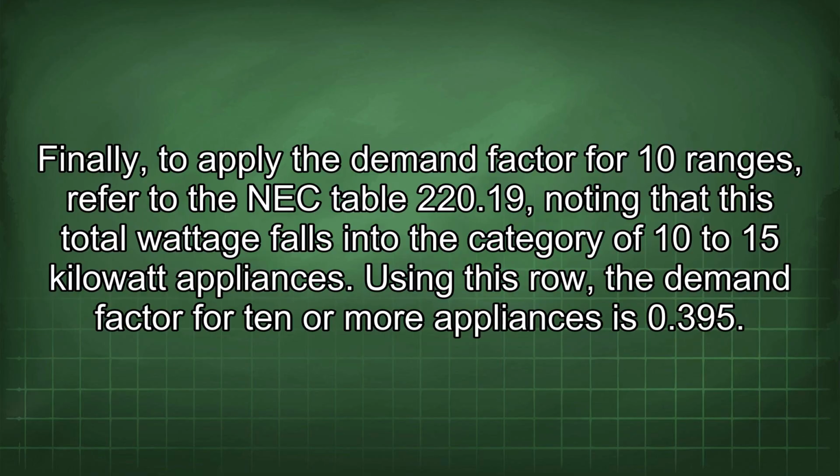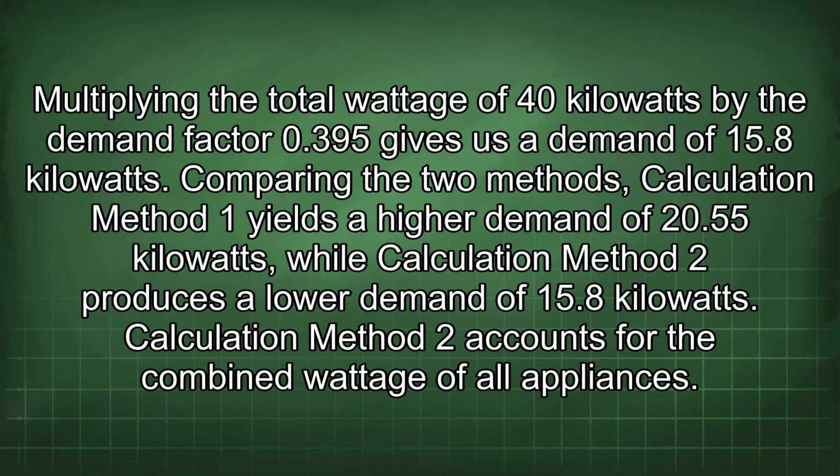Finally, to apply the demand factor for 10 ranges, refer to the NEC table 220.19, noting that this total wattage falls into the category of 10 to 15 kilowatt appliances. Using this row, a demand factor for 10 or more appliances is 0.395. Multiplying the total wattage of 40 kilowatts by the demand factor 0.395 gives us a demand of 15.8 kilowatts. Comparing the two methods, calculation method 1 yields a higher demand of 20.55 kilowatts, while calculation method 2 produces a lower demand of 15.8 kilowatts.